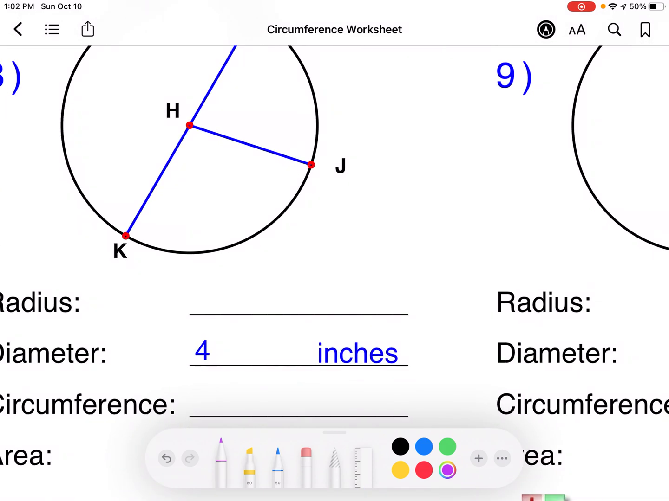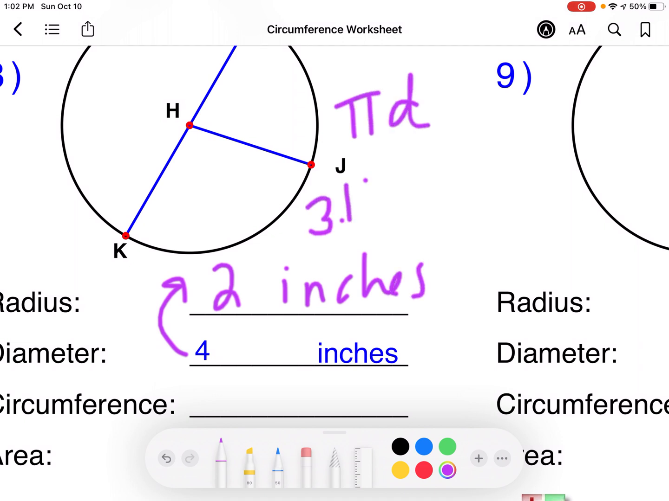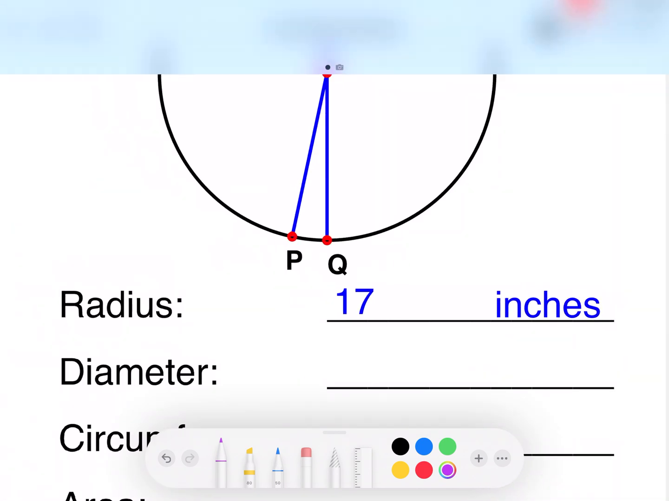Alright, this time the diameter is 4 inches, so the radius is going to be 2 inches. So pi times diameter, so it's 3.14 times 4. In my calculator, I get 12.56 inches.